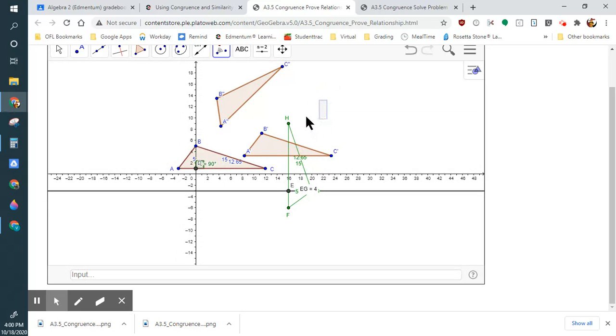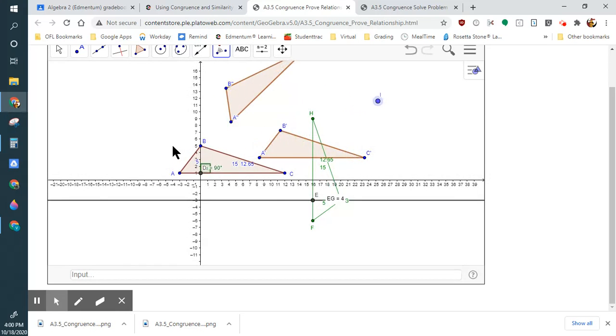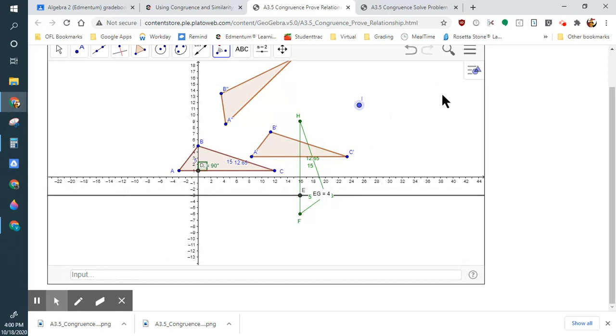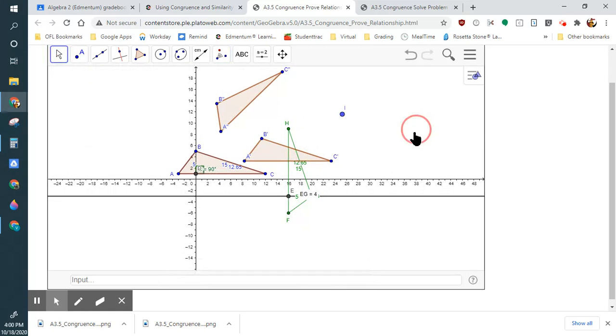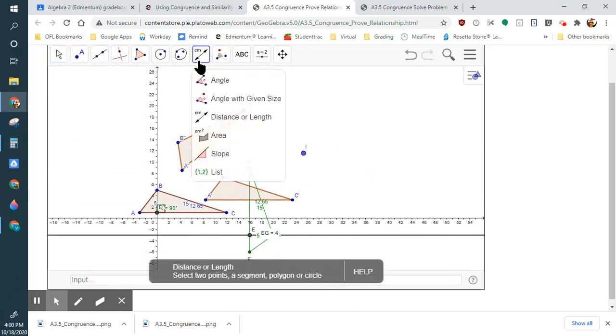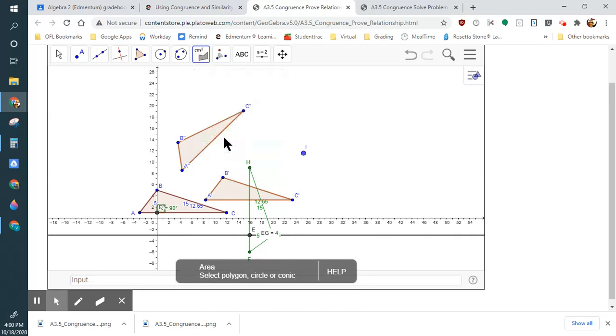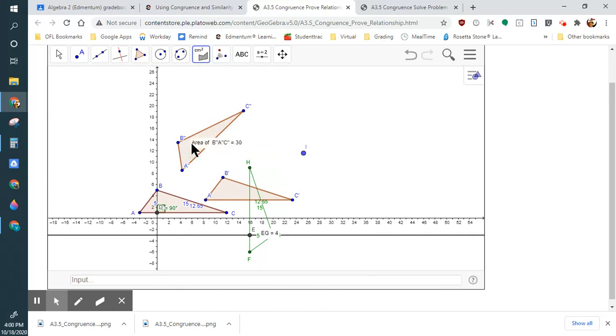Instead of calculating the area all complicated, what you can actually do is use one of the tools. Oh my gosh, where's the arrow? There we go. It's one of the tools in our measuring tools. You can just click area. And since this is a polygon, guess what? You click it, boom, your area is 30.